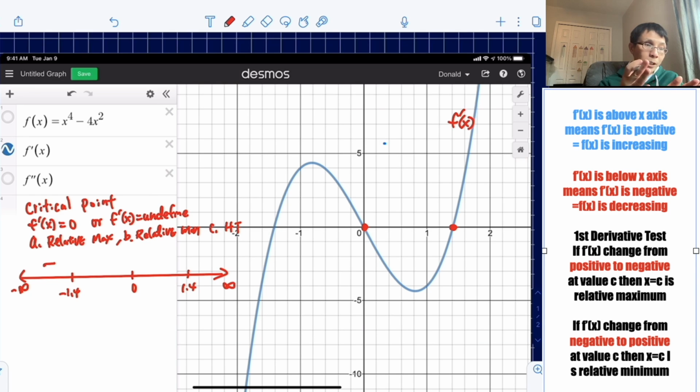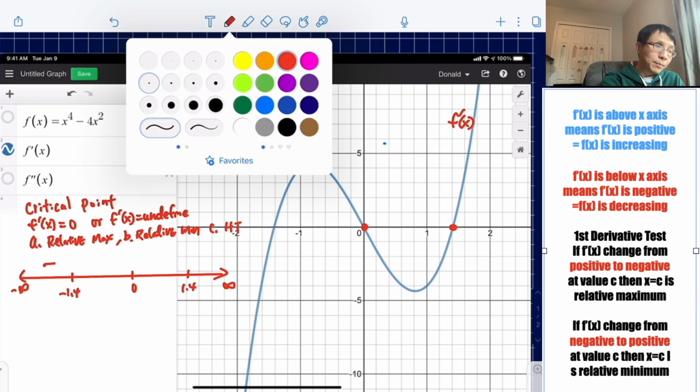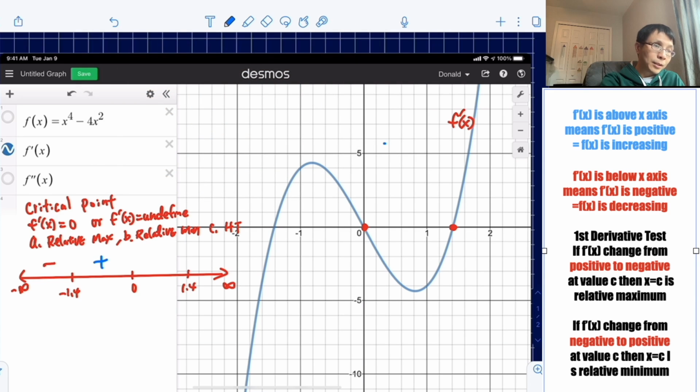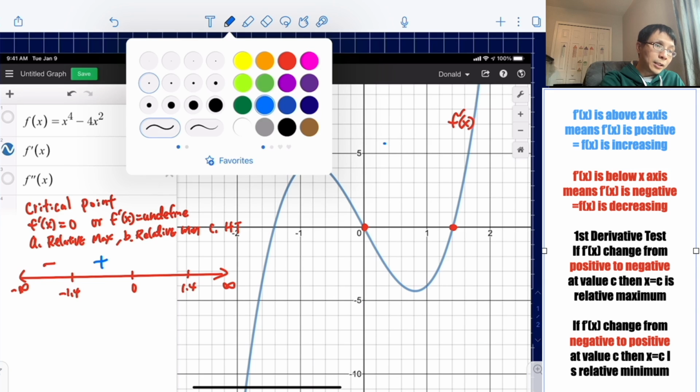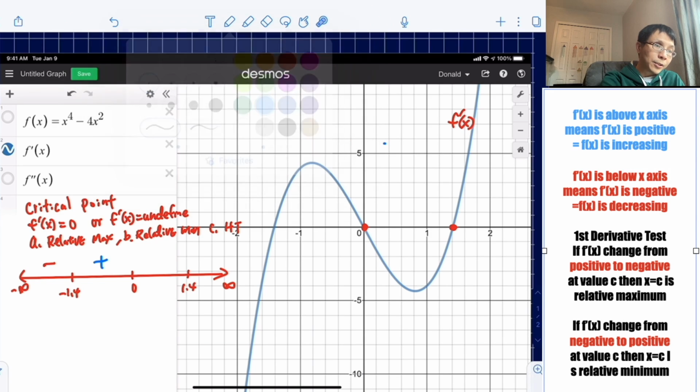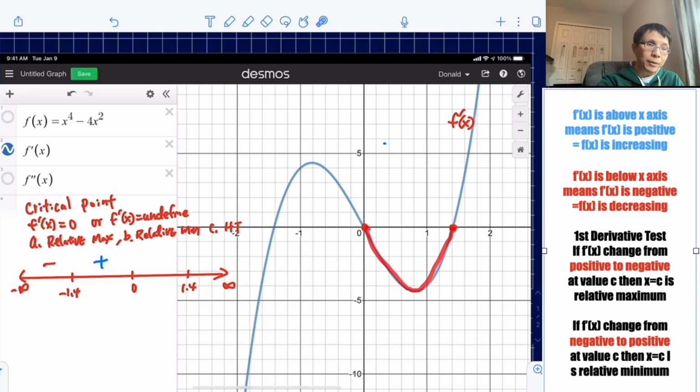And between negative 1.4 and 0, you're going to look at the original f prime of x graph. So this part is going to be blue, because we say blue is positive. It's above the x-axis, so that's going to be positive here. And between 0 and 1.4, this one is going to give me a negative, because if you see here, it's below the x-axis between 0 and 1.4, and that's causing this part to be negative.